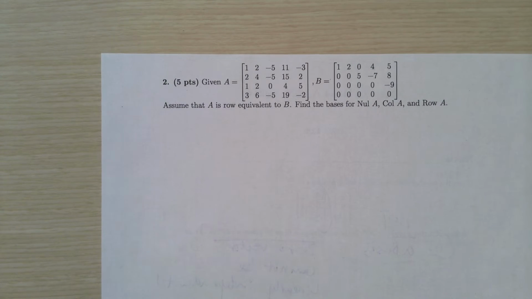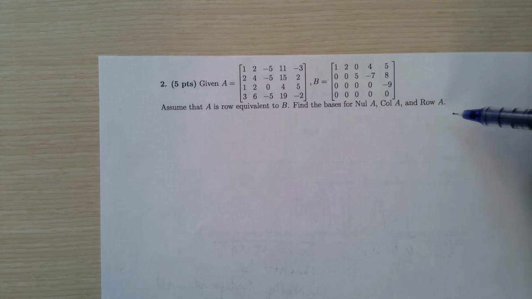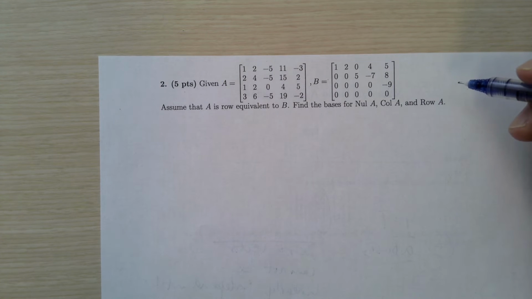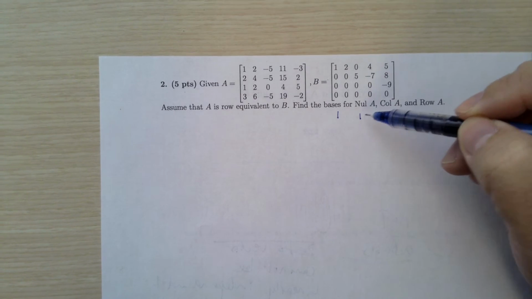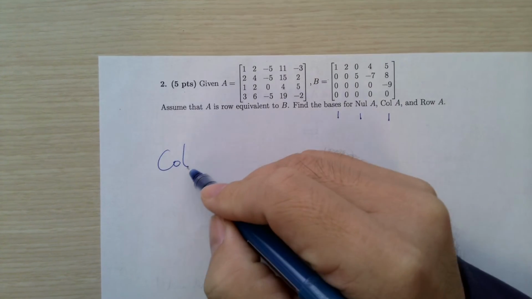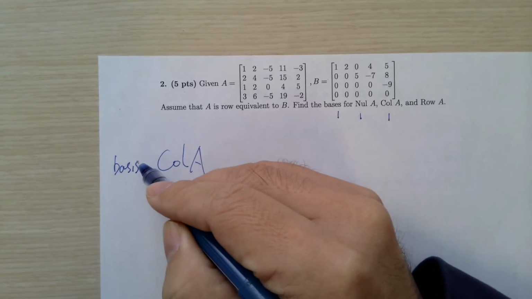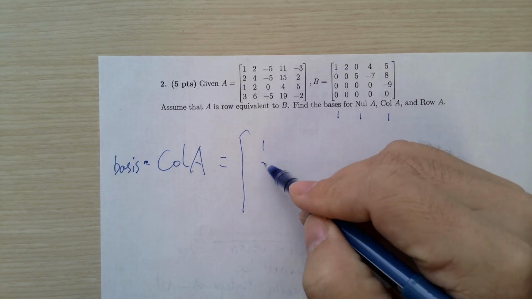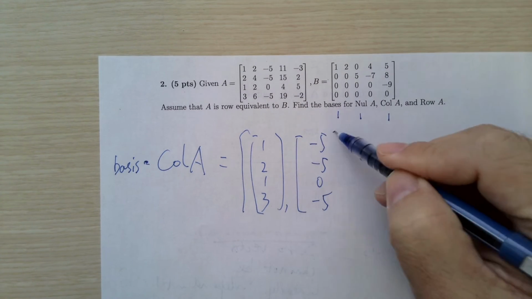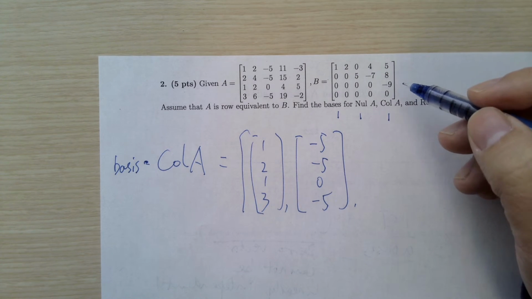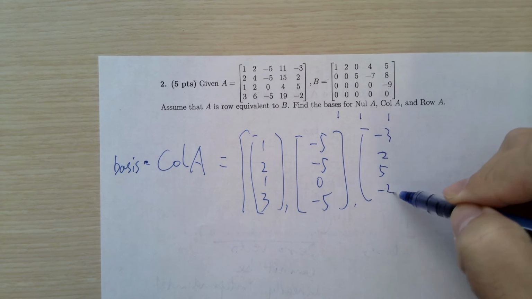Okay, here we go. Assume that A and B are row equivalent. Find the corresponding null space, column space, and row space. This is one of the examples we already discussed before. The column space is simple: the pivots are in the first, third, and fifth columns. So the basis for the column space is (1, 2, 1, 3), (-5, -5, 0, -5), and (-3, 2, 5, -2).